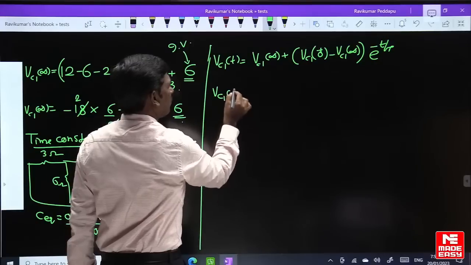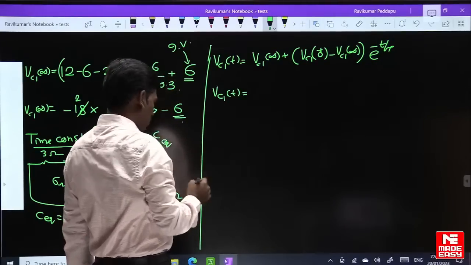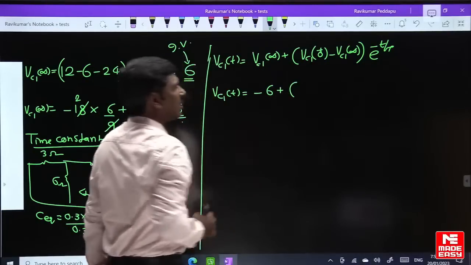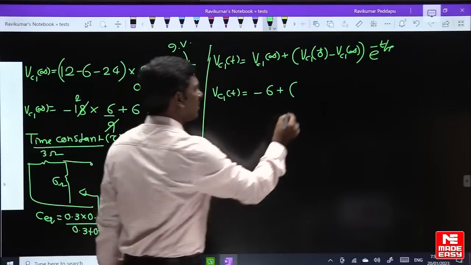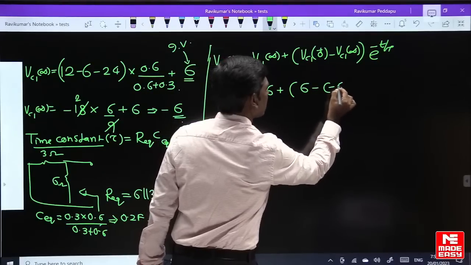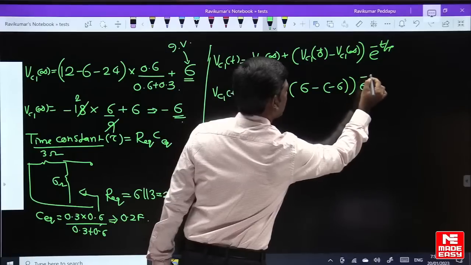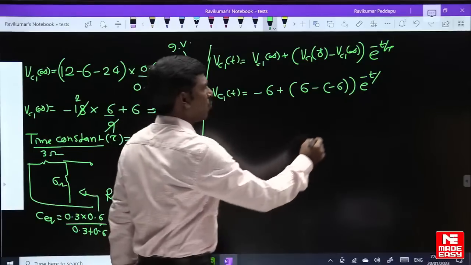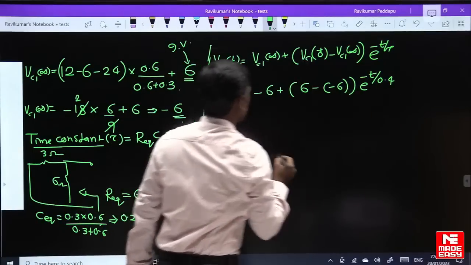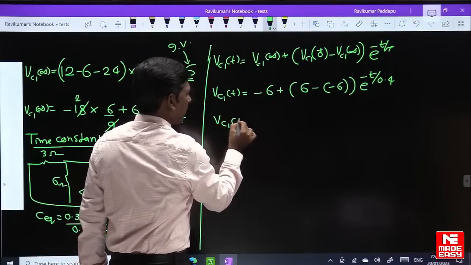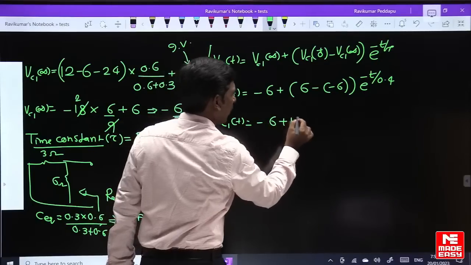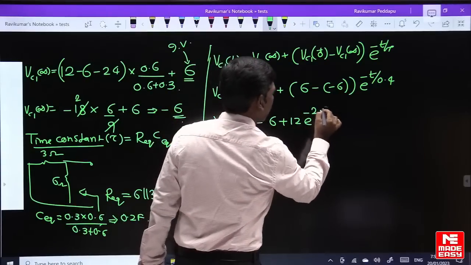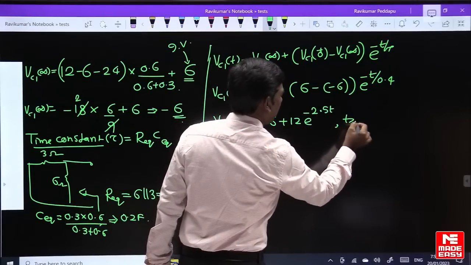Vc1 of t is equal to Vc1 of infinity, which is minus 6, plus Vc1 of 0 plus, which is plus 6, minus of minus 6, e power minus t by tau. Tau is equal to RC, which is 2 into 0.2, 0.4. So after simplification, it is minus 6 plus 12 e power minus 1 by 0.4, which is 2.5 t, for t greater than or equal to 0.